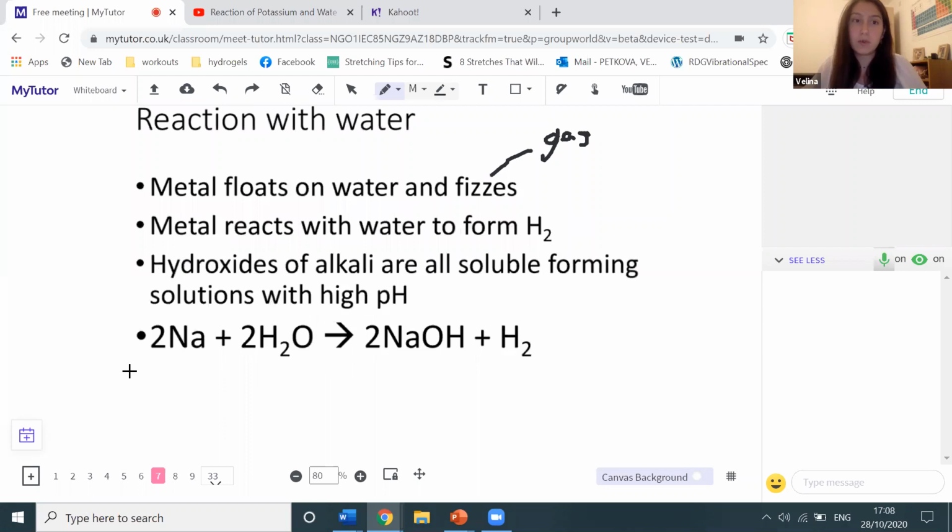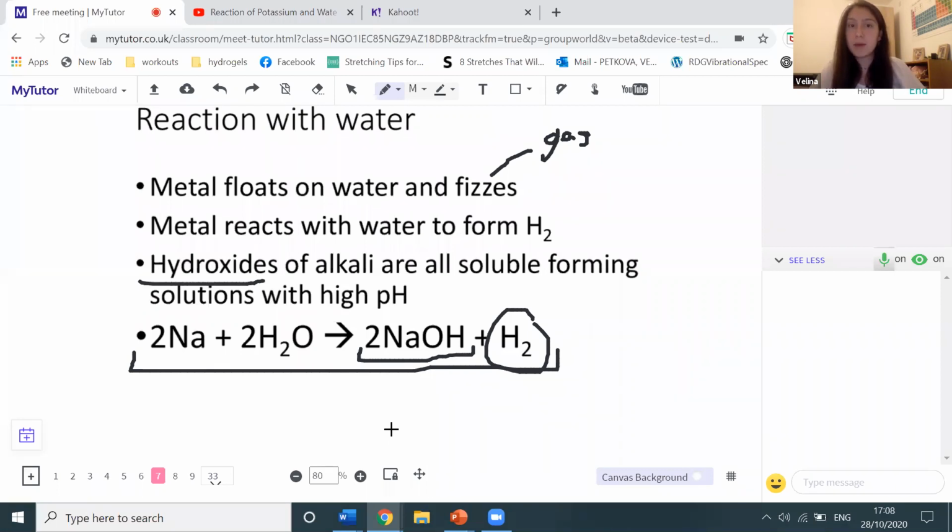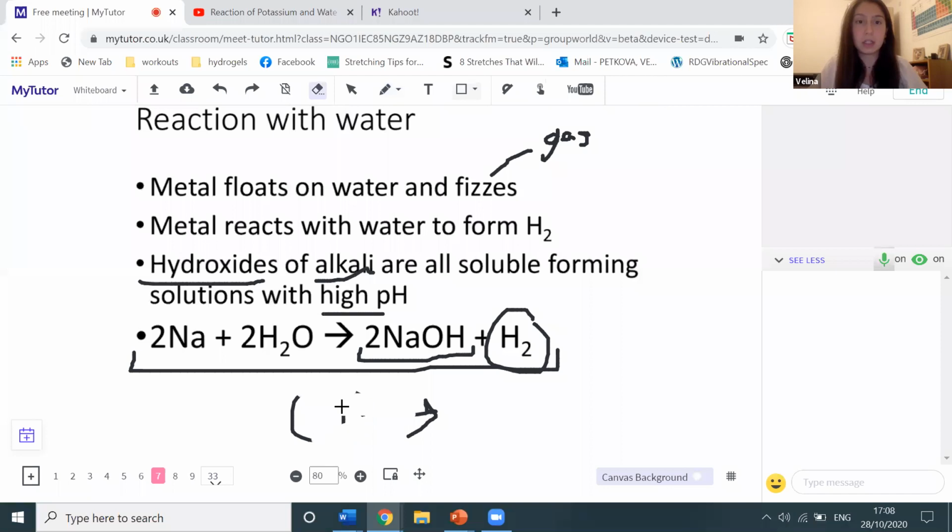So this is your reaction of the alkali metals with water. We can see here H2 is produced, which is the gas, and here are our hydroxides. So the alkali metals are called that because they form this in water. And as we should know, hydroxides are alkalis, and alkalis have high pHs, greater than 7. So 7 is neutral. Anything higher than 7 is an alkali. This is a reaction that you need to remember and be able to apply. So any alkali metal with water goes to form its hydroxide and hydrogen.